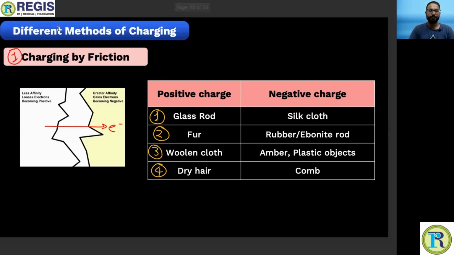Okay. So it's a very basic table, you can note this down. Positive charge, negative charge. If we are rubbing glass rod and silk cloth, silk will carry negative charge. Now second point, when we are rubbing fur with rubber or ebonite rod, the rubber or ebonite rod will carry negative charge. Third, woolen cloth with amber or plastic object, amber and plastic object will carry negative charge. Dry hair and comb: the comb will carry negative charge, and dry hair will carry positive charge. So it's a very basic table you can note down.